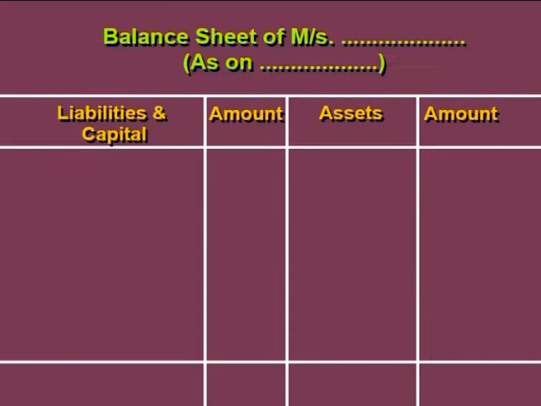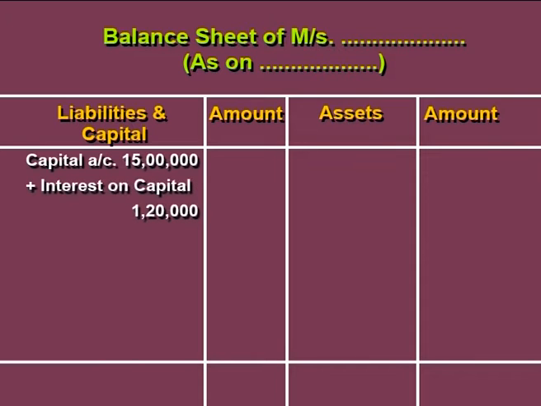Going ahead to balance sheet, what you can observe in the balance sheet is the capital of rupees 15 lakh is reported on the liabilities and capital side in the inner column under the head capital account, which is adjusted for drawings, interest on drawings, capital and interest on capital. Interest on capital has been added for rupees 1,20,000, which is our previous adjustment.